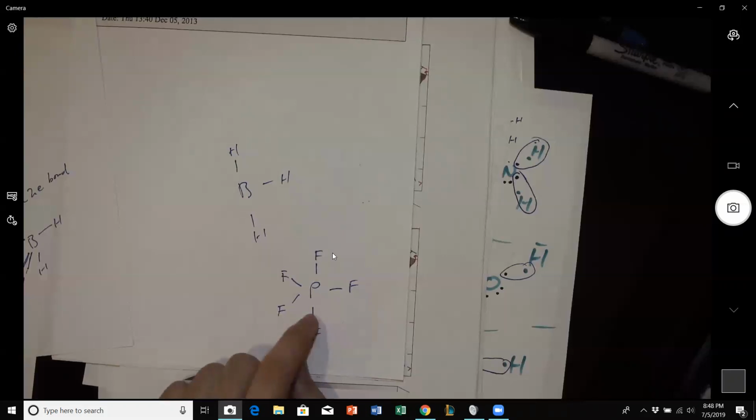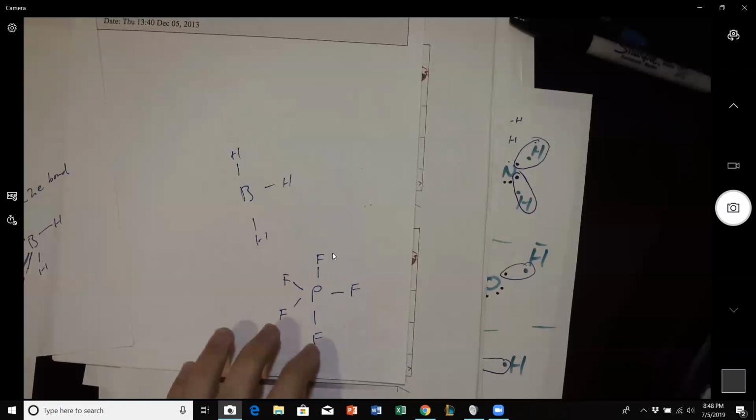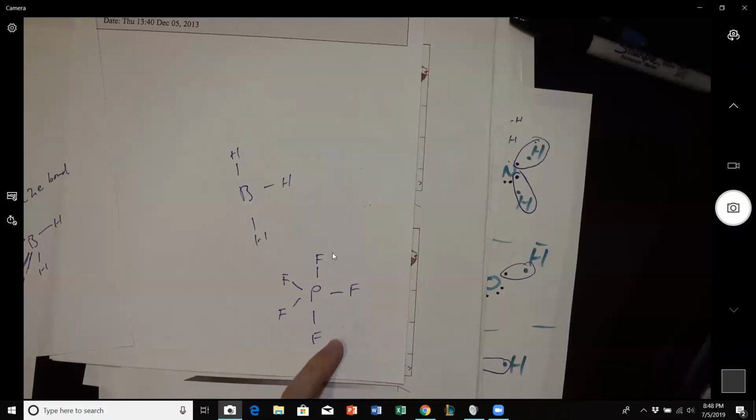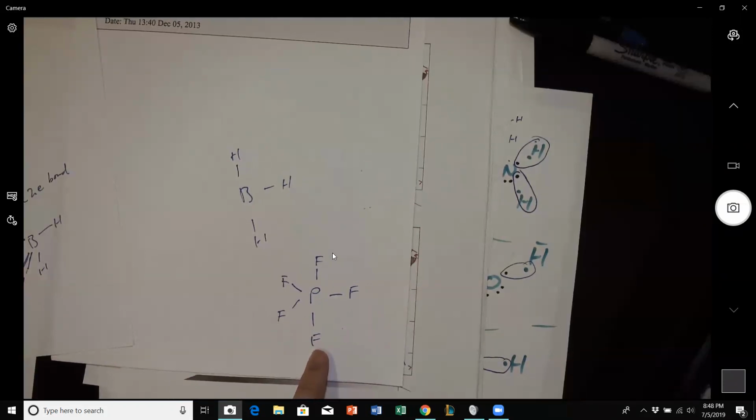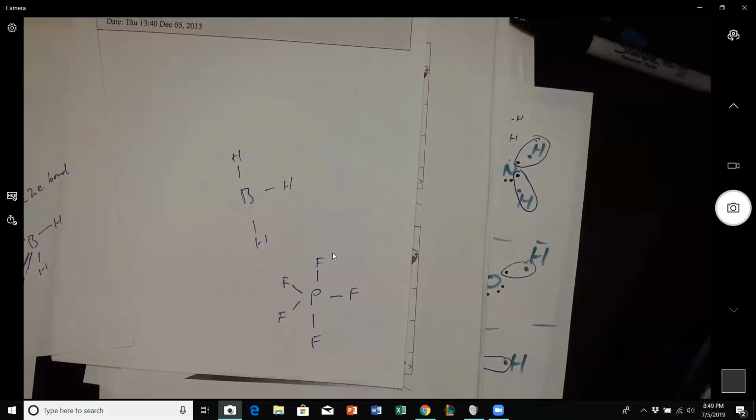Okay, so it has 5 bonding pairs, but remember that each bond has 2 electrons. So it's 10, right? That's more than the octet rule would suggest. It turns out that elements on row number 3 of the periodic table, so period 3 and below, can have expanded octets, or what's called an expanded valence. And the traditional explanation for this is the involvement of the d orbitals.